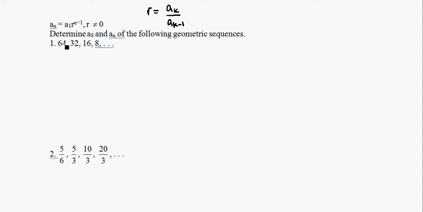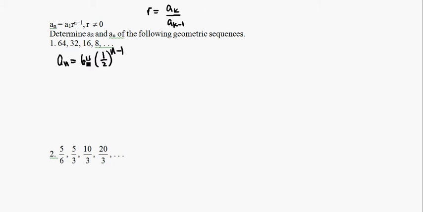So in this case, it's pretty clear that we're multiplying each term by a half, so our common ratio is a half. Our first term is 64, so we want to find the 8th term and the nth term of the sequence. So let's do the nth term first. It would be 64 times 1/2 to the n minus 1.